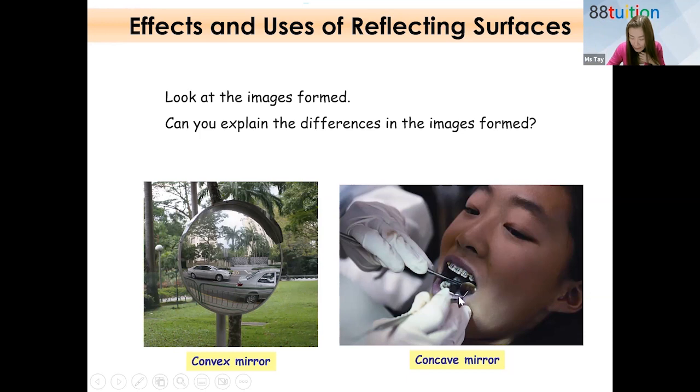Now, this particular dentist mirror is a concave mirror. It serves to enlarge the image of the teeth and the gum so that the dentist can see the problem there.